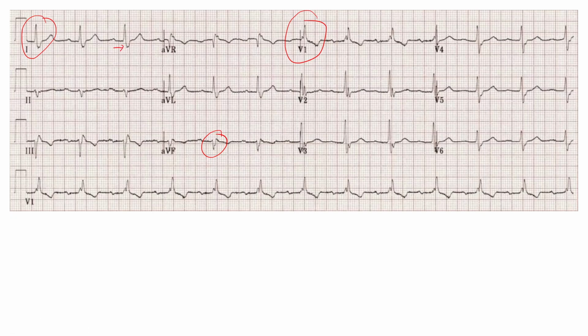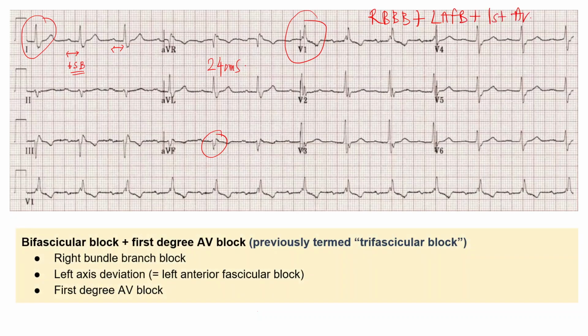So if you see the PR interval here, I have already told you, the normal duration is 120 to 200 milliseconds. If you look at the PR interval here, that means beginning of the P to beginning of the QRS complex, here it is around 6 small boxes. That is around 240 milliseconds. So this is first degree AV block. So here you are getting right bundle branch block plus left anterior fascicular block plus first degree AV block. This is also a trifascicular block.